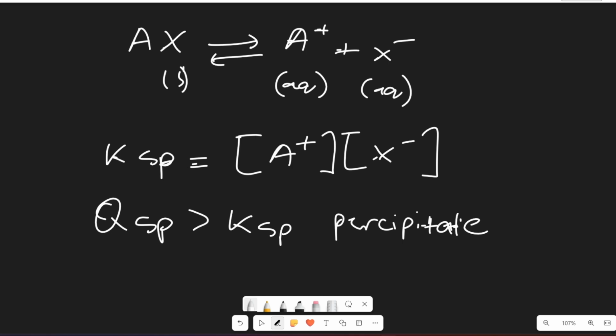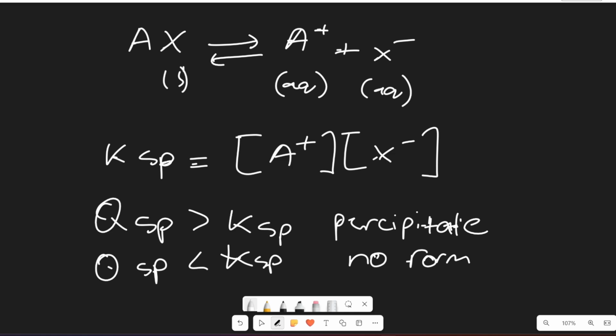So if our Q is greater than our Ksp, then a precipitate would form. Similarly to how we compared Q and K earlier, if our Q is less than K, that would mean no precipitate forms. So no precipitate will form if our Q is less than K.